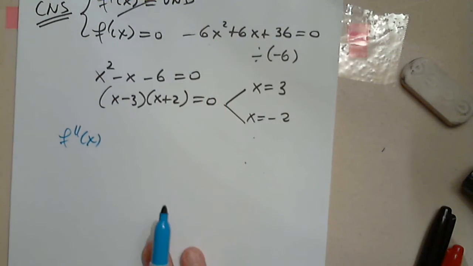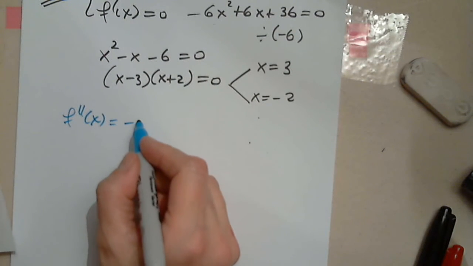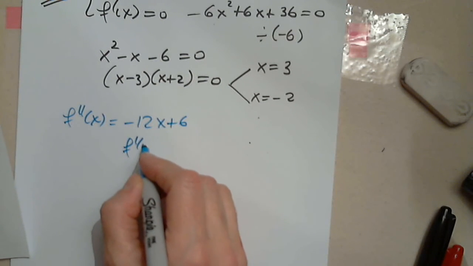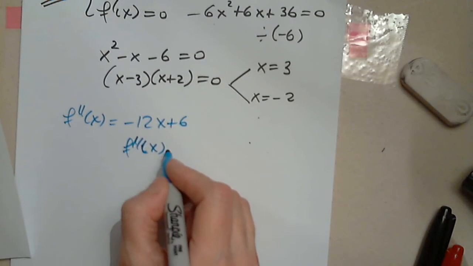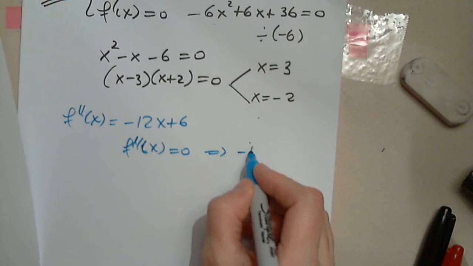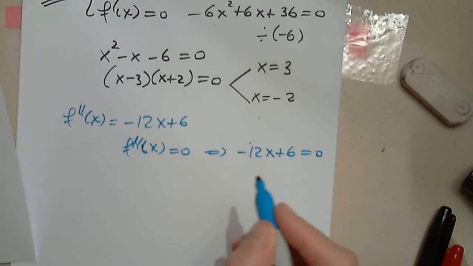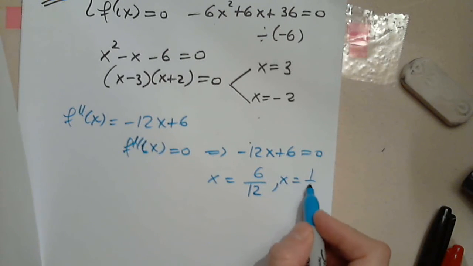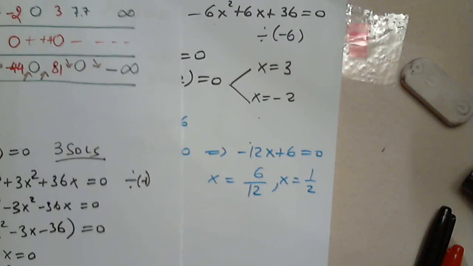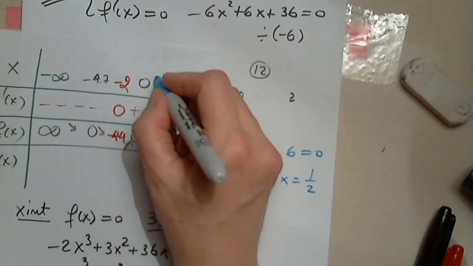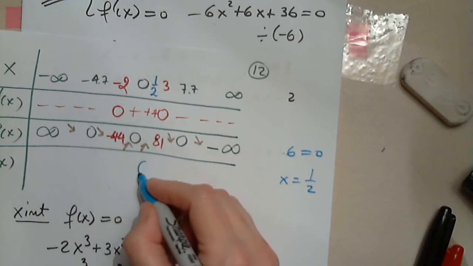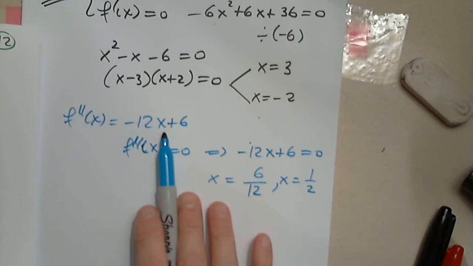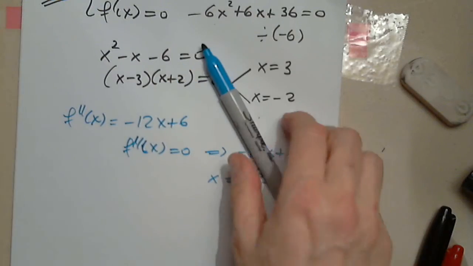Here's the first derivative. Here the second derivative will be -12x plus 6. When I set the second derivative equal to 0, I get that -12x plus 6 is 0, or x equals 6 divided by 12, or x equals 1/2. Okay, so the second derivative is a linear function with a negative slope. It's coming from positive going to negative.